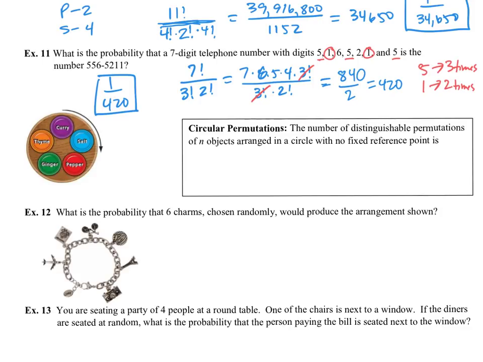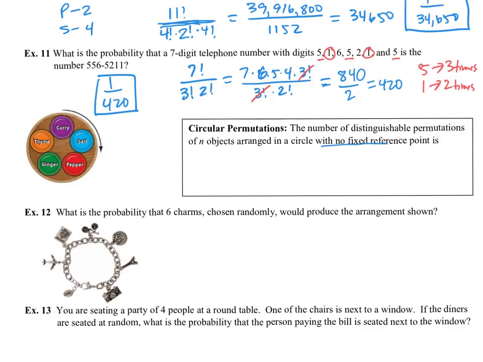Okay, the next thing we're going to talk about is a circular permutation. A circular permutation is the number of distinguishable permutations of n objects arranged in a circle with no fixed reference point. We'll talk about that fixed reference point more in a minute, but here's an example of some spices that are arranged in a circle. To find the number of distinguishable permutations, we'll use this formula.